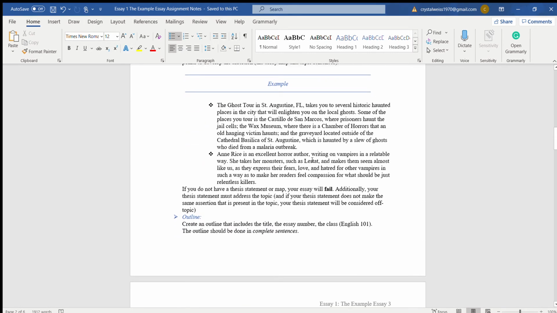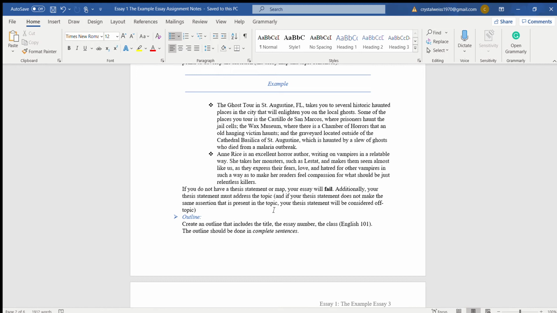So I kept 2 of the above examples. The ghost tour in St. Augustine, Florida takes you to several historic haunted places in the city that will enlighten you on the local ghosts. Some of the places you tour is the Castillo de San Marcos, where prisoners haunt the jail cells, the Wax Museum, where there is a chamber of horrors that an old hanging victim haunts, and the graveyard located outside of the Cathedral Basilica of St. Augustine, which is haunted by a slew of ghosts who died from a malaria outbreak.